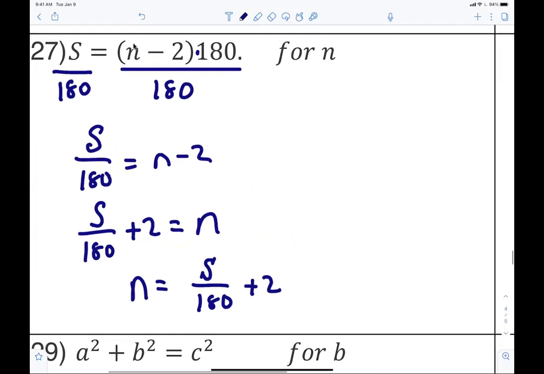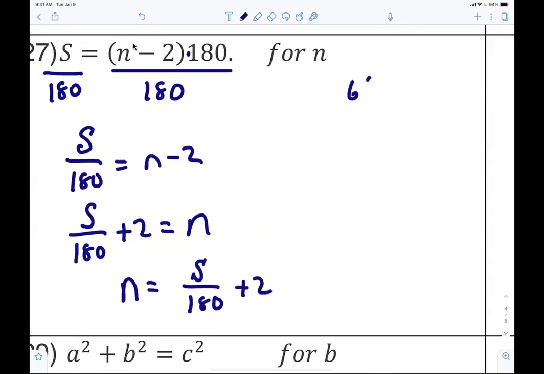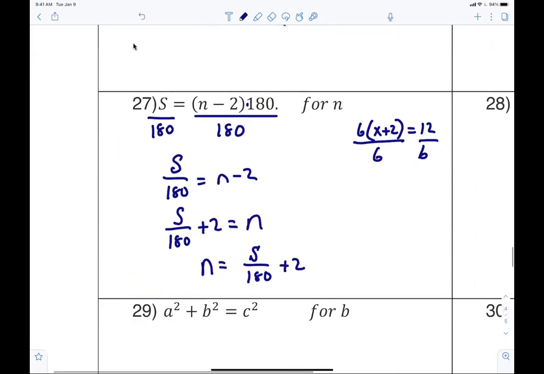Here's what I'm trying to teach you. It's kind of like if I had 6 times x plus 2 equals 12. Last week, what did I show you? You can just do what to make it easier? Divide by 6 first. So I divided by 180 first. You with me? Hopefully that makes sense.